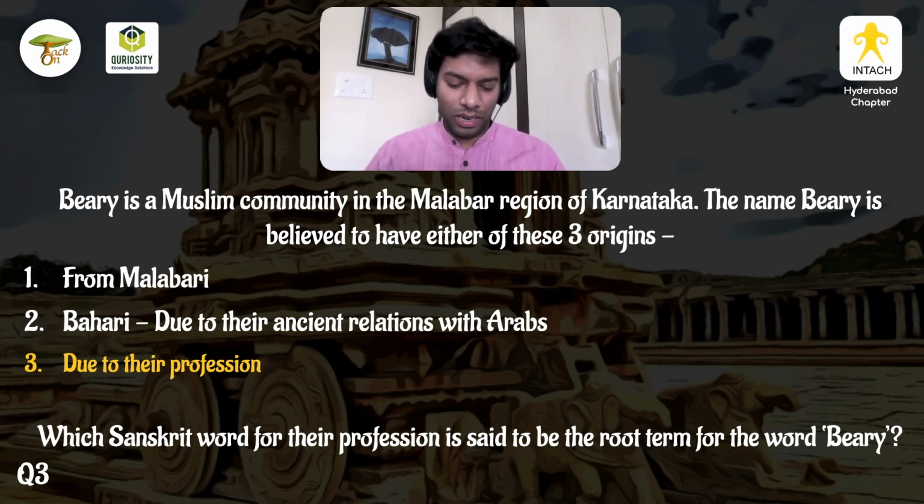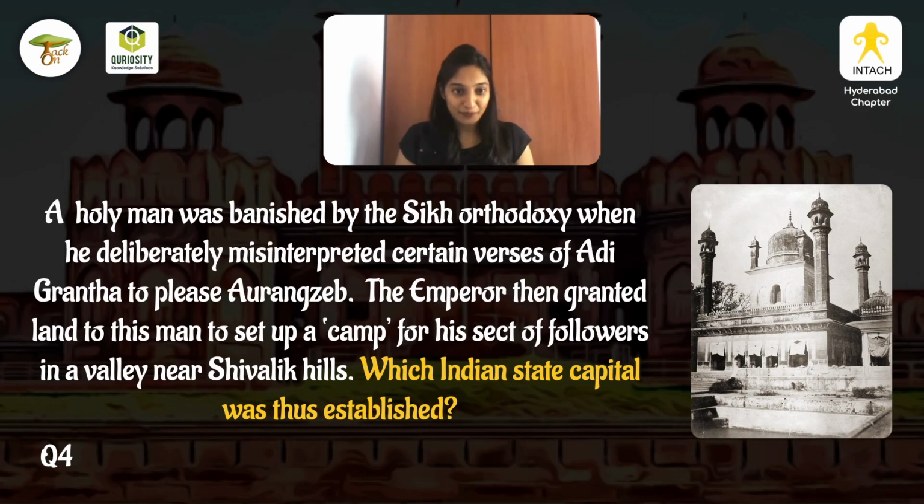Moving on to question number 4. Here is question number 4. A holy man was banished by the Sikh orthodoxy when he deliberately misinterpreted certain verses of Adi Granth to please the Mughal emperor Aurangzeb. The emperor then granted land to this man to set up his camp for his sect of followers in a valley near Shivalik Hills. Which Indian state capital was thus established?